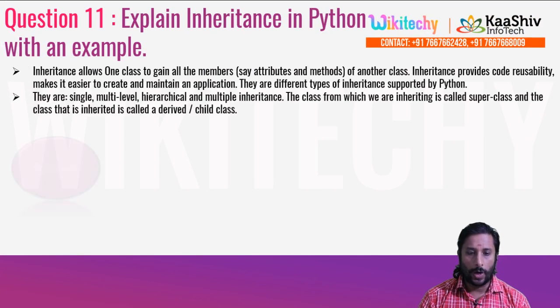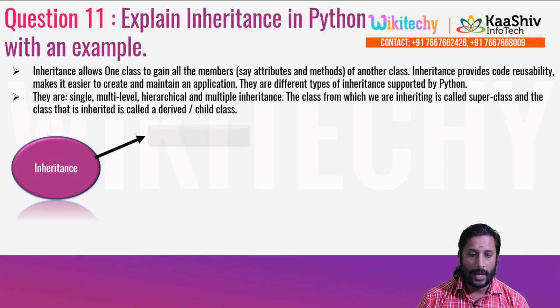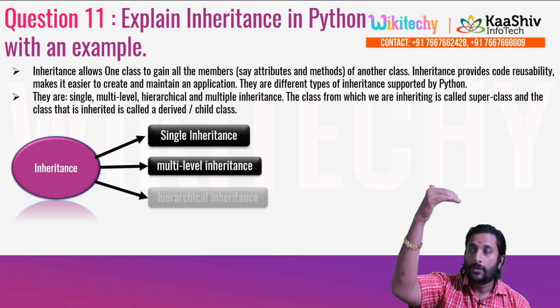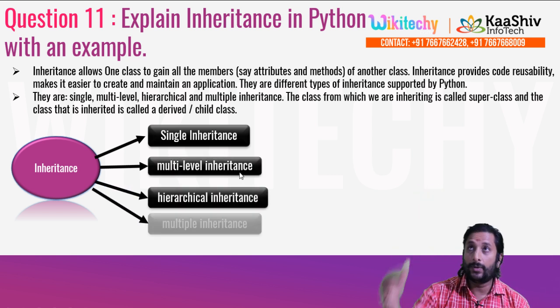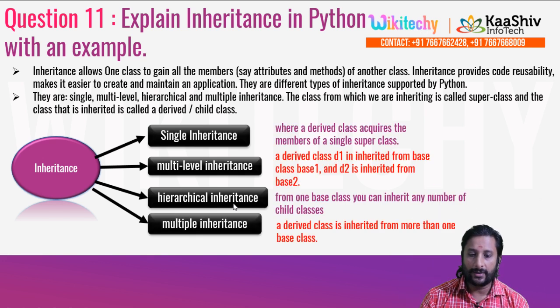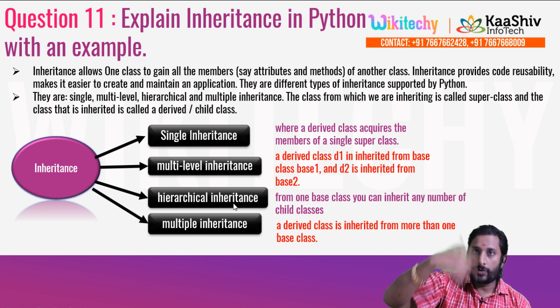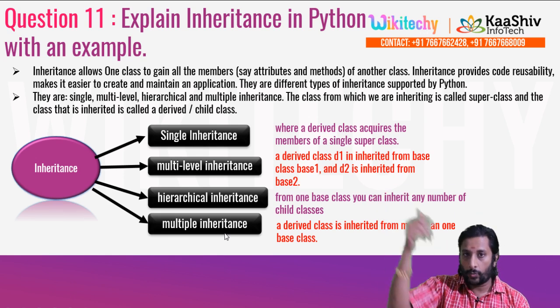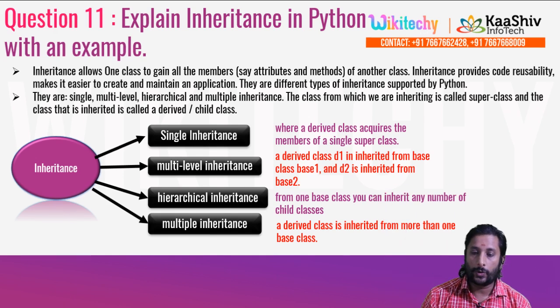Let's move on to Python inheritance. As I told you, single inheritance is one father with only one child, and multi-level is grandfather, father and son. You'll have hierarchical inheritance, where a base class has multiple child classes, and from there it goes on. Multiple inheritance has multiple parents and one child is born. So this is how inheritance works.